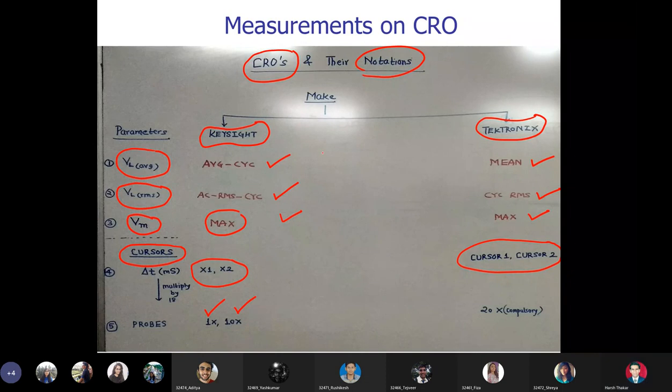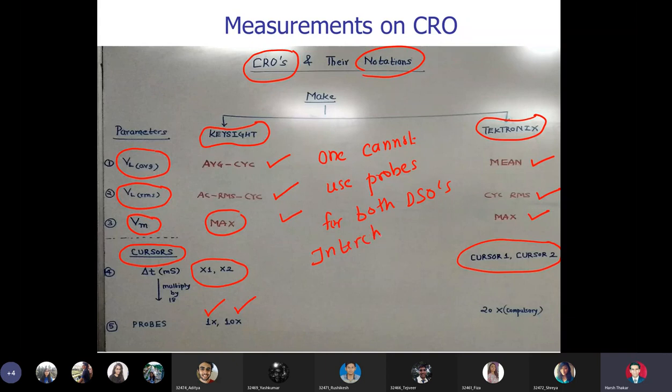So one cannot use the probes for both DSOs interchangeably. It's not possible. Why? Because they are actually tailor-made.